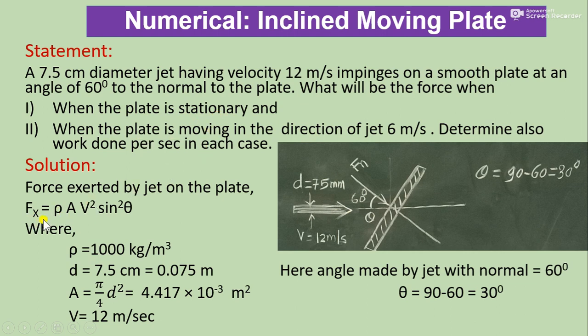So let us first take the formula Fx, that is in the direction of jet, rho a v square sin square theta, where rho is density of water, 1000 kg per meter cube, diameter is given, take in meter, area calculate in meter square, velocity 12 meter per second. Now angle theta is not known, that we have to calculate, because 60 is the angle made by the normal to the jet direction. So theta will be 90 minus 60, that is 30 degree.